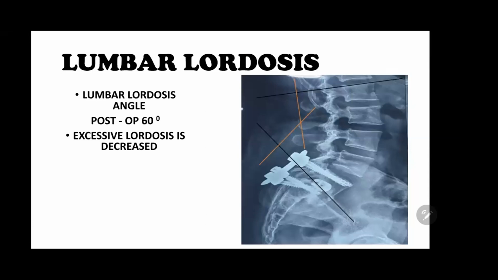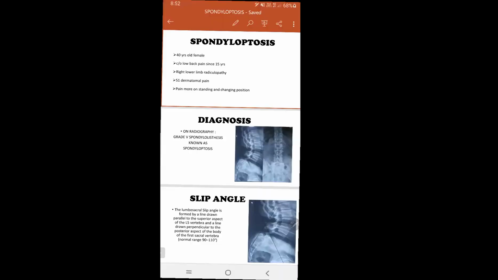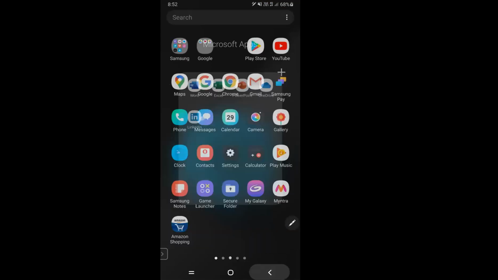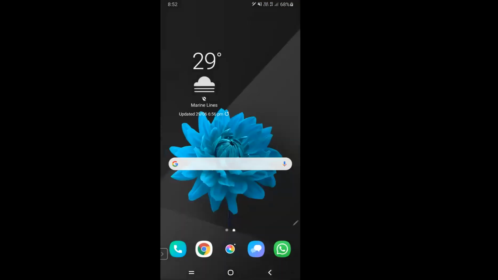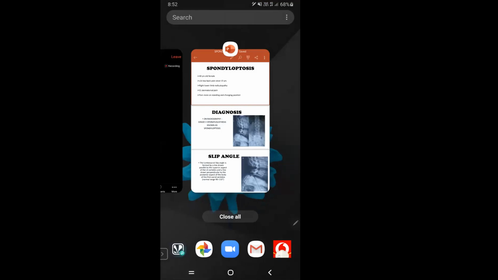This patient, we have a follow-up of close to a year now. Thank you. If there are any questions, we can answer them with regards to spondylolytic listhesis.